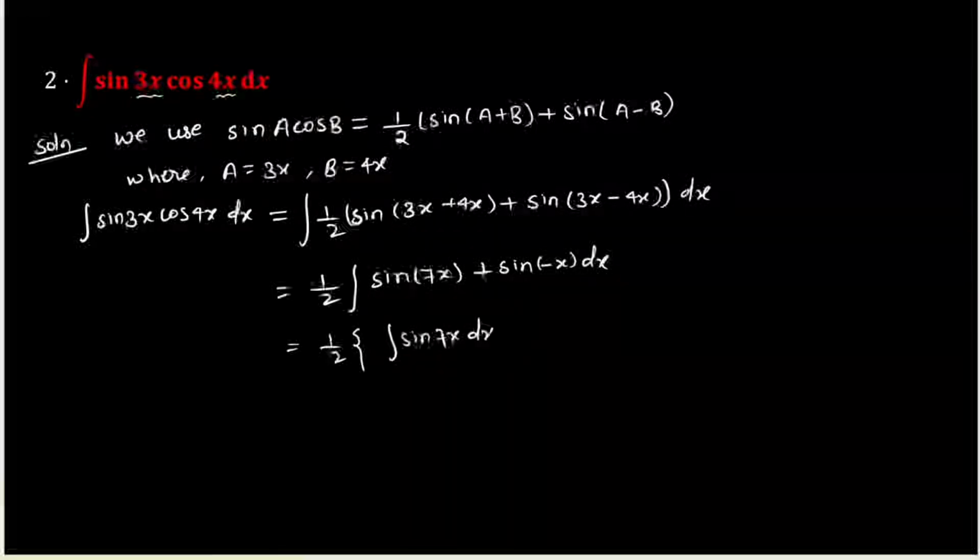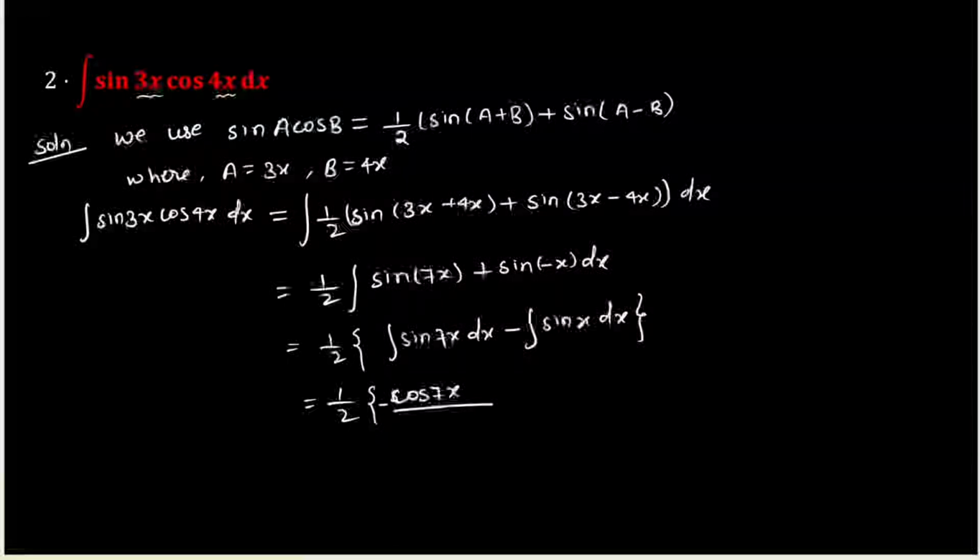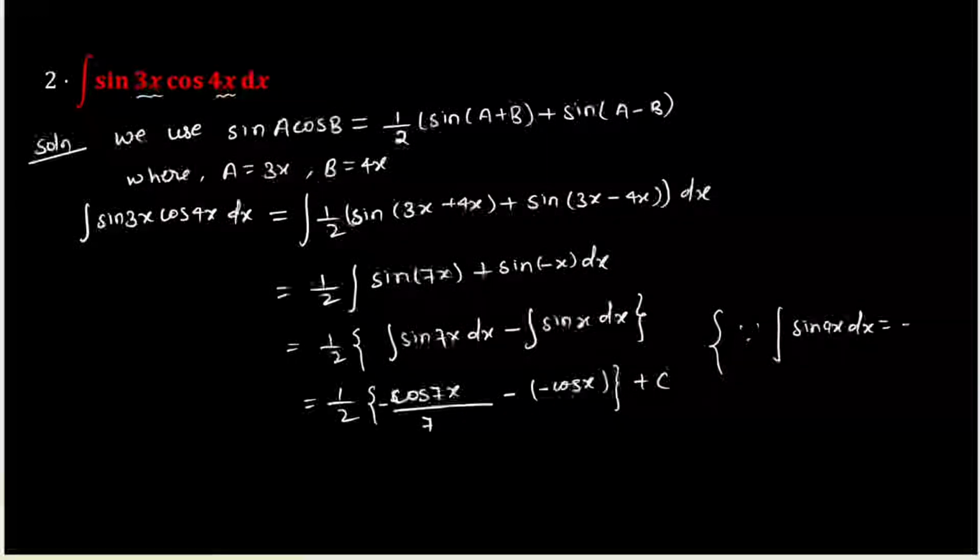We can write this in separate form: sin 7x dx, where sin(minus theta) is equal to minus sin theta, so minus sin x dx. Integrating, 1 by 2 times (minus cos 7x by 7, and the integration of minus sin x is plus cos x) plus c, since the integration of sin ax dx is equal to minus cos ax divided by a.